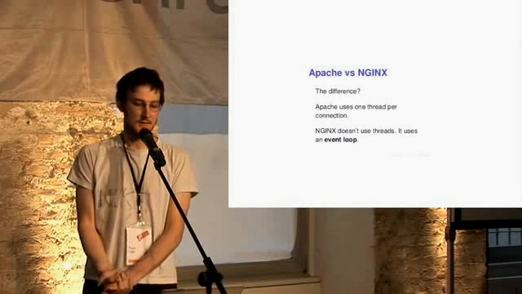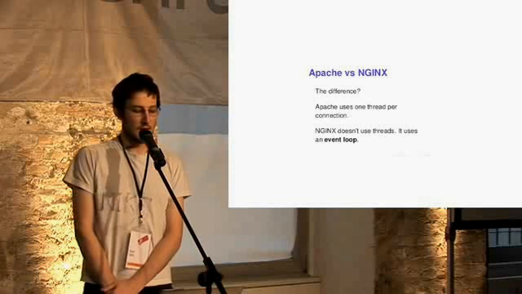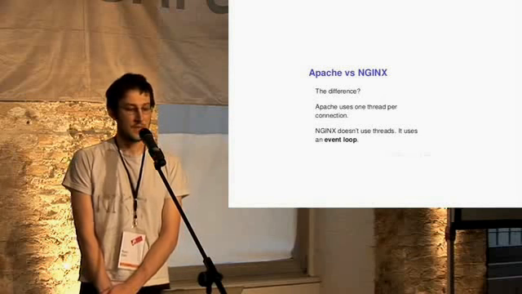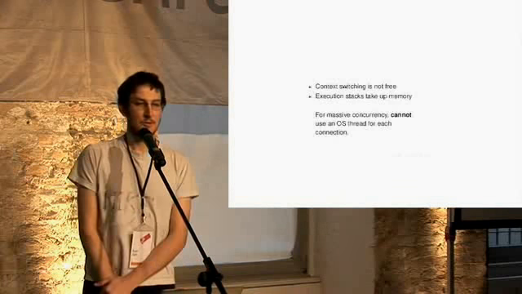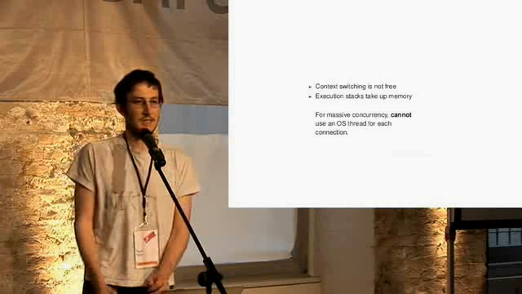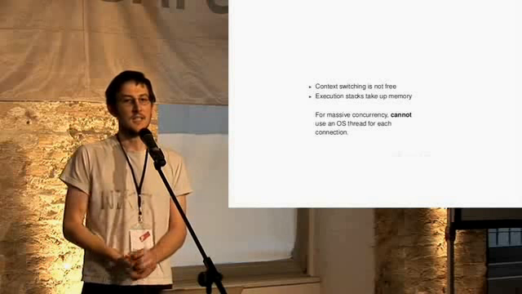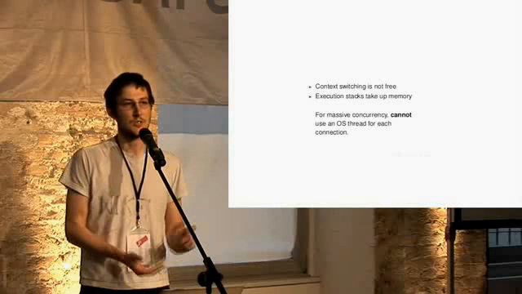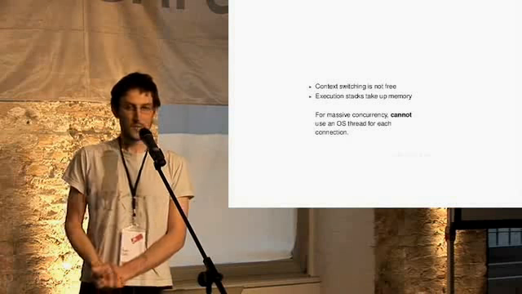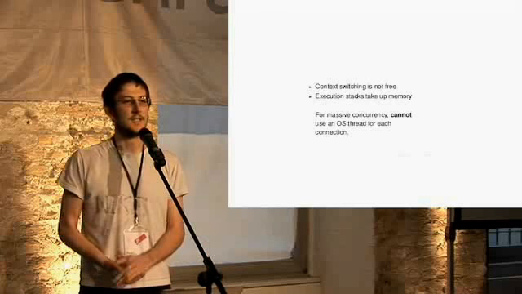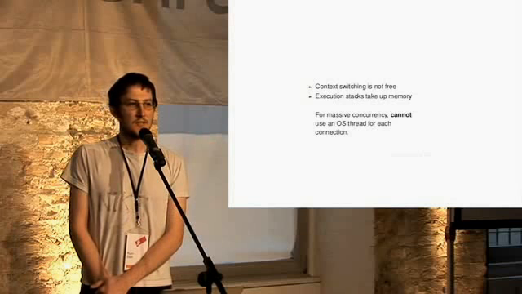The question really is, what's the difference between these two? And the big difference is that Apache uses threads for each connection, and Nginx uses an event loop. To be slightly technical, the first benchmark tells you that context switching between the different threads, which is what Apache does, is not free. It costs some CPU time. And the second one is that each thread takes memory, and that ends up being a lot of memory.